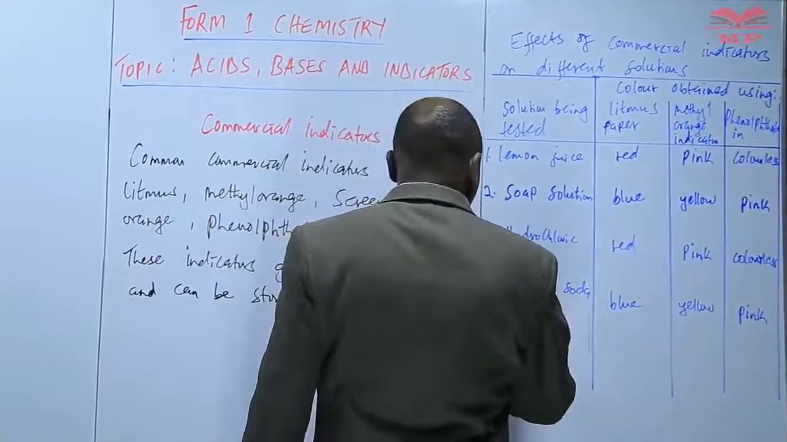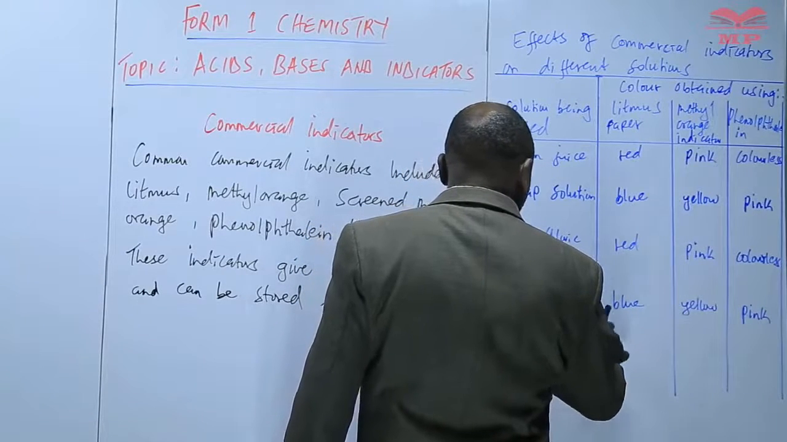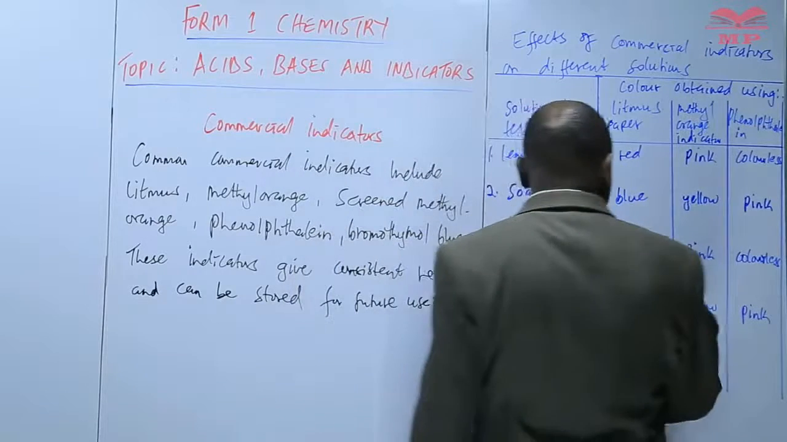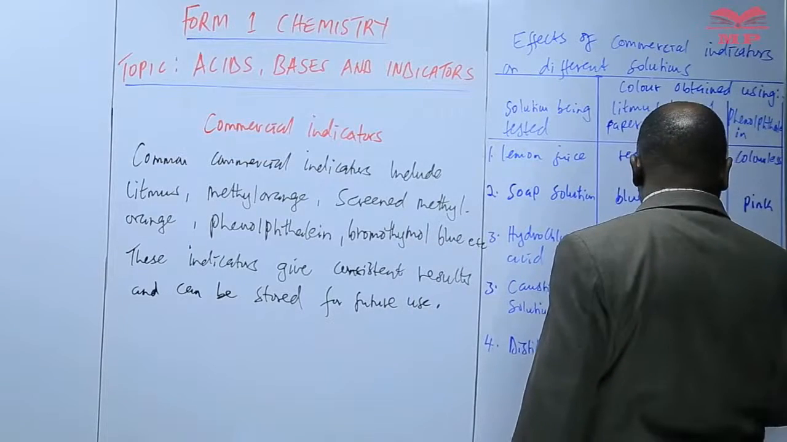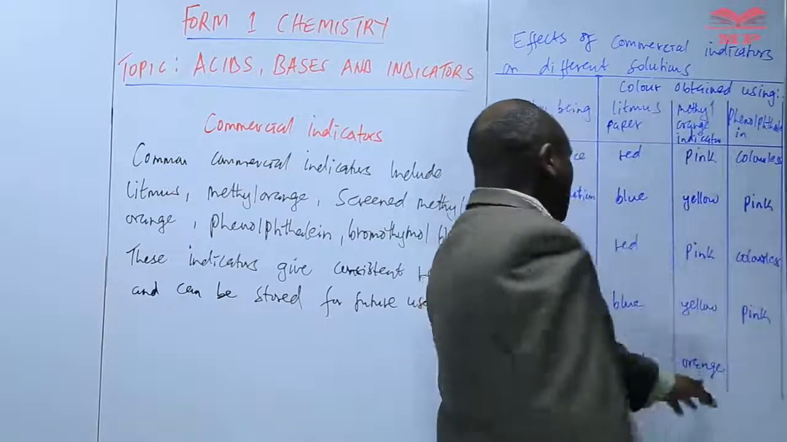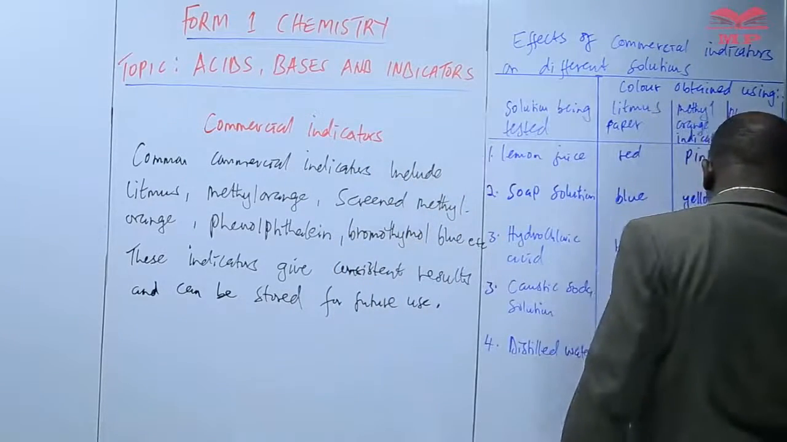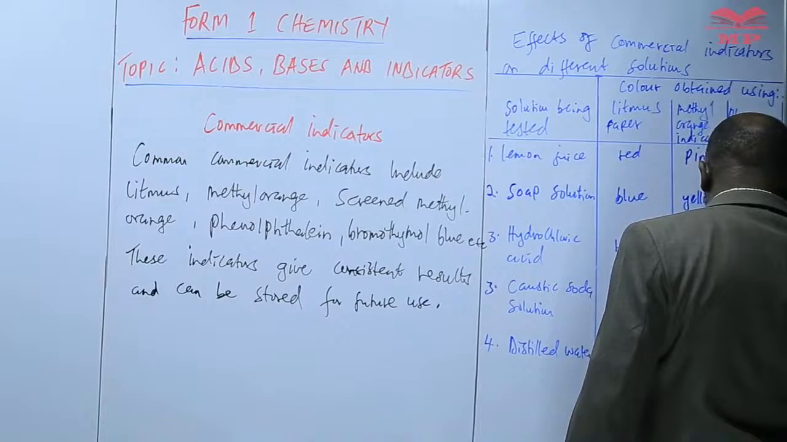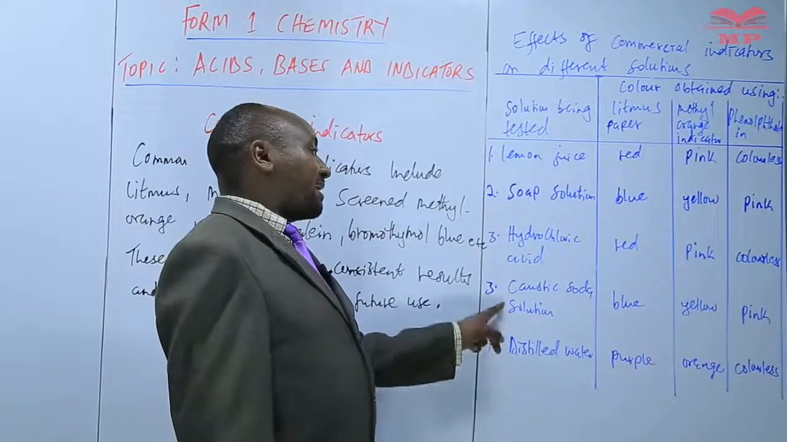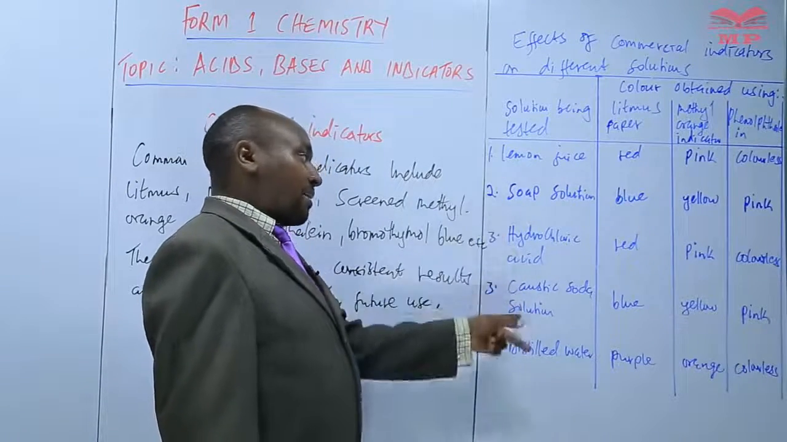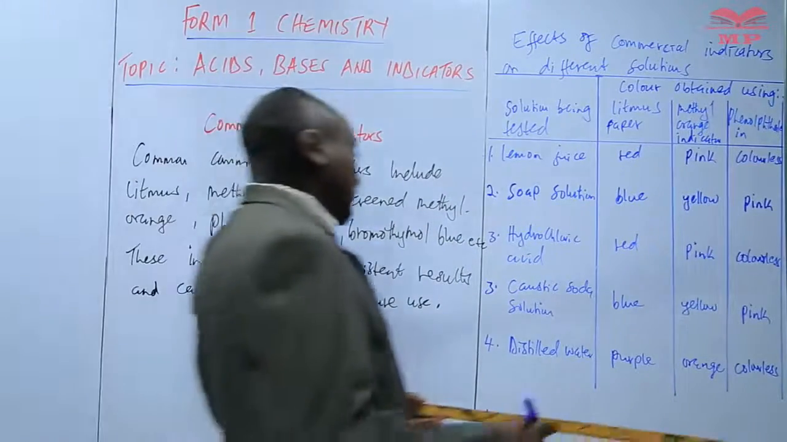If we take an example of distilled water, the litmus is purple, and the methyl orange is orange. That means the color remains orange. With litmus, the color remains purple. With phenolphthalein, the color remains colorless. So distilled water is neutral. It's neither acidic nor basic. It's not behaving like the others. That shows that it has its own properties that are different.